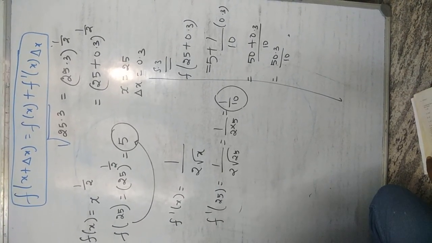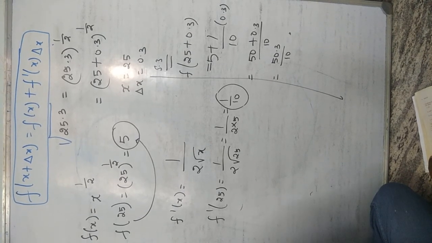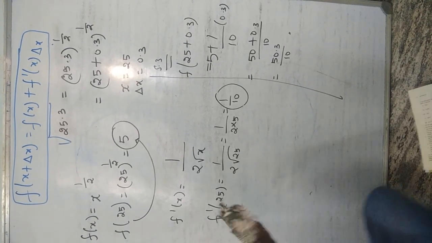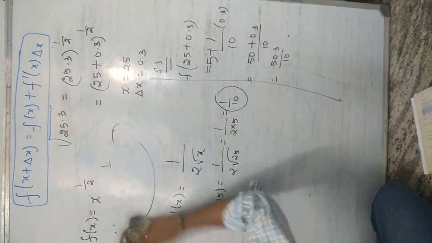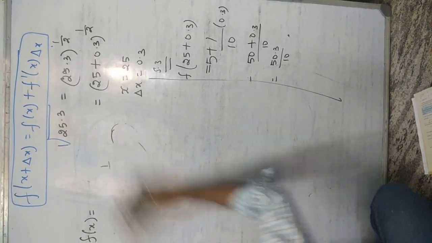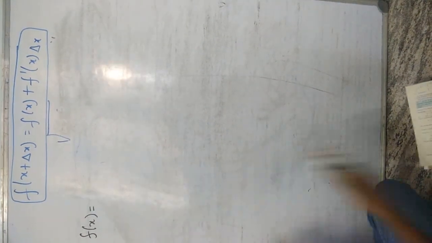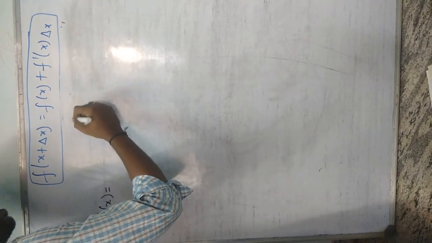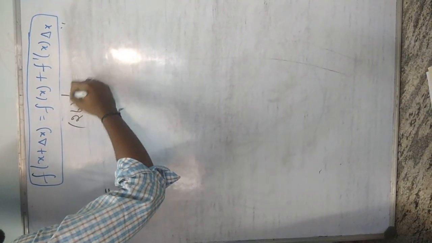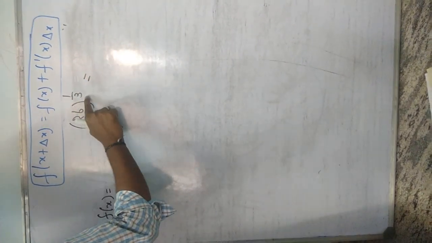In your textbook, the sum is 26 power 1 by 3. So find the approximate value for 26 power 1 by 3. So 26 power 1 by 3. Power 1 by 3, please note it down.